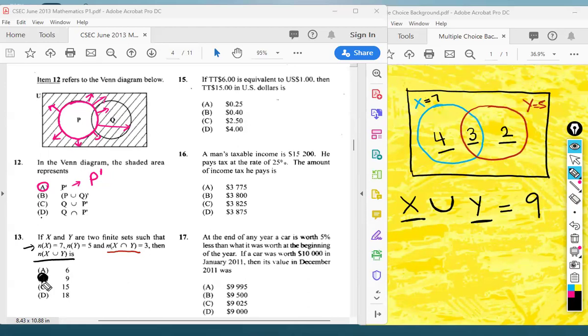Number 15. I don't have to stress again. What are you going to use for this one? I don't want to spend too much time on this. You're just going to use the cross, right? You have TT dollars and you have US dollars. They said 1 US is equivalent to 6 TT. You're walking with 15 TT. How much US is that?